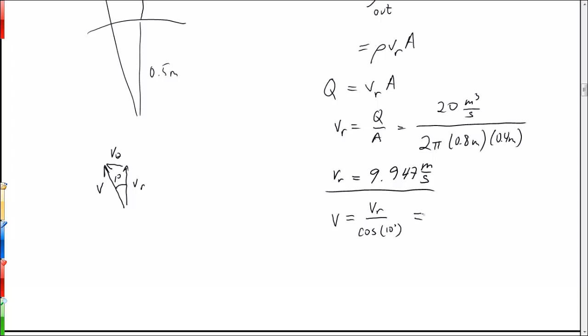which is equal to 10.10 meters per second. And then V theta has to be equal to V sine theta, which is going to be 10.10 times the sine of 10 degrees, and that gives 1.754 meters per second.